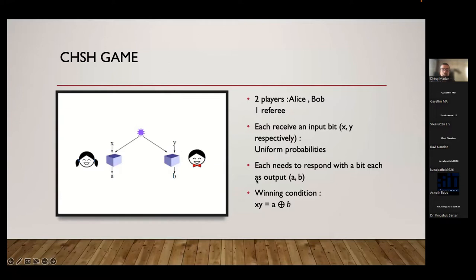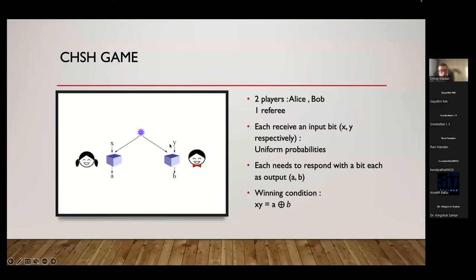Now, once they have the inputs and produce these outputs A and B, how do we check whether they have won the game or lost the game? For that, we define a winning condition: if this condition on the outputs and inputs is satisfied, we say that Alice and Bob have won the game. If it is not satisfied, then they have lost the game. So when do they win the game? The winning condition is that the AND of the inputs equals the XOR of the outputs.